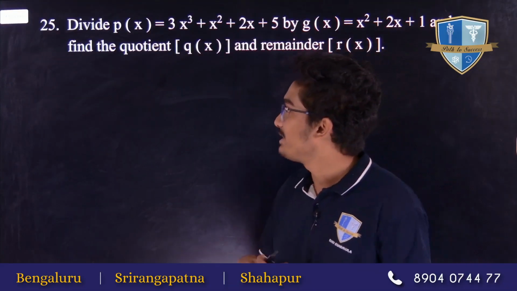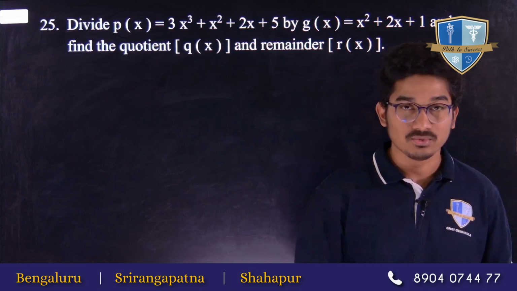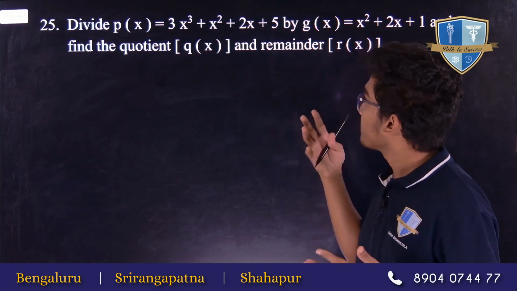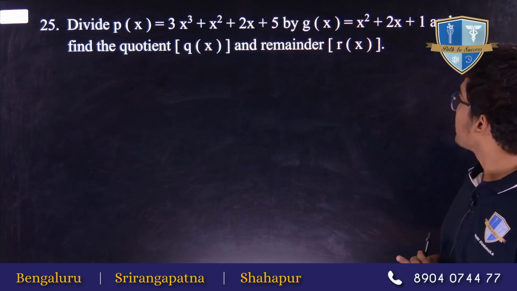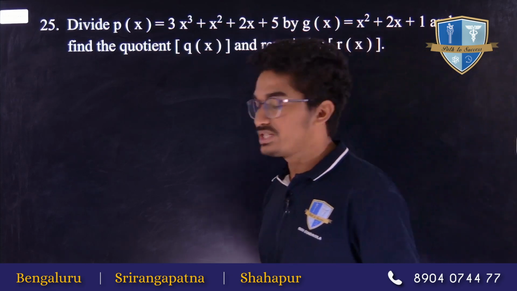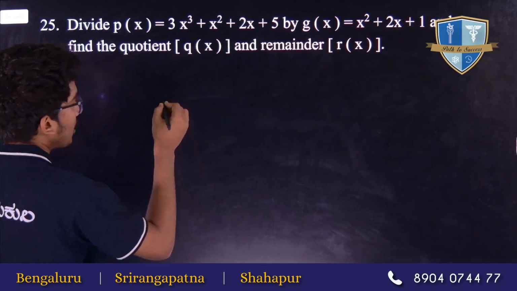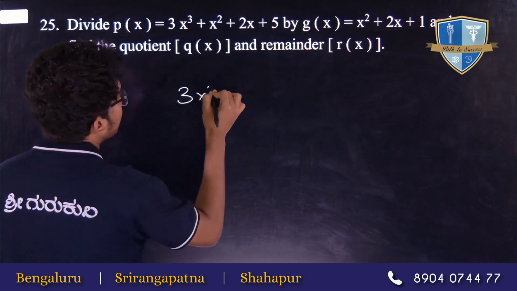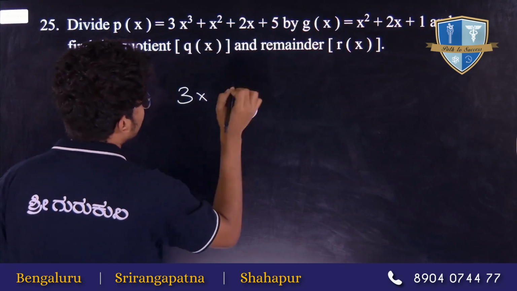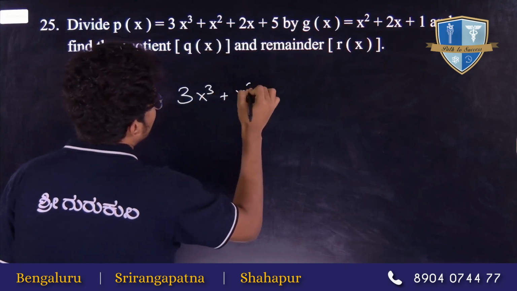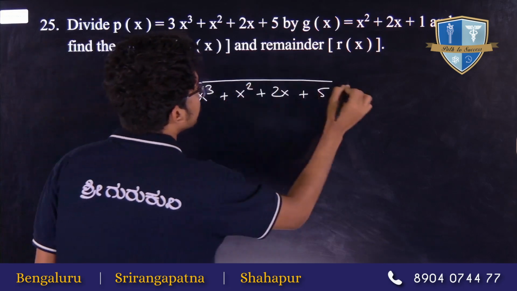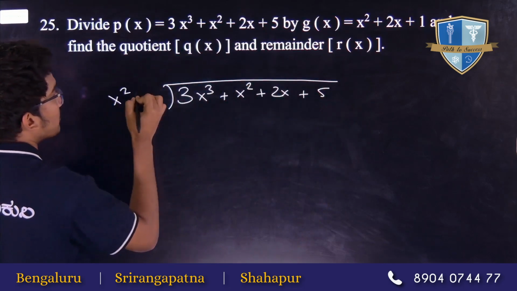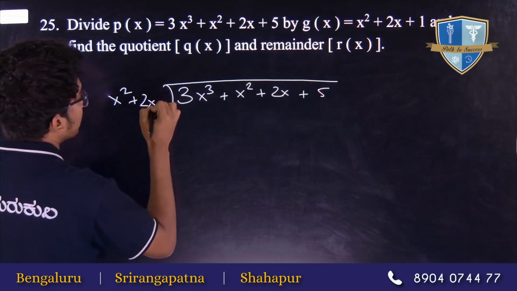So our next question is, divide p of x, which is 3x cube plus x square plus 2x plus 5, by g of x, which is x square plus 2x plus 1, and find the quotient and remainder. So we will use our long division method. We will divide 3x cube plus x square plus 2x plus 5 with x square plus 2x plus 1.